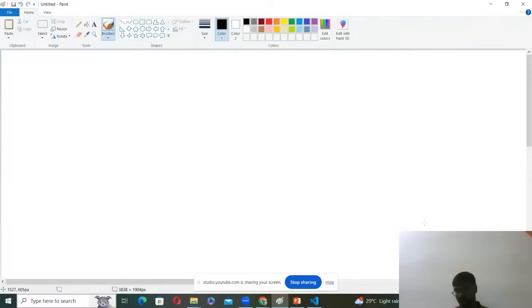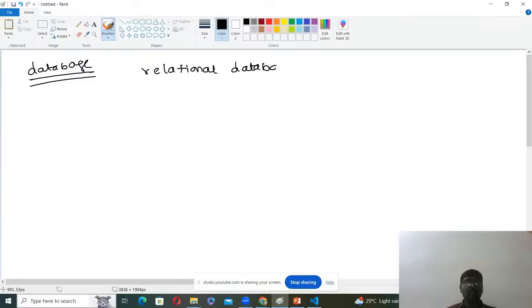Now, till now, what have you understood? What is a database? Different databases are there. Among them, the popular one is the relational database. Now, one more term everyone needs to know: DBMS. What is a DBMS? Database management system.